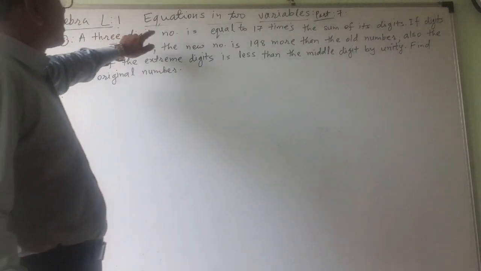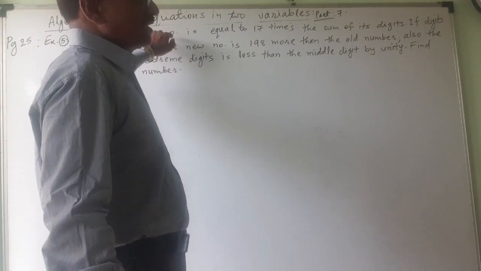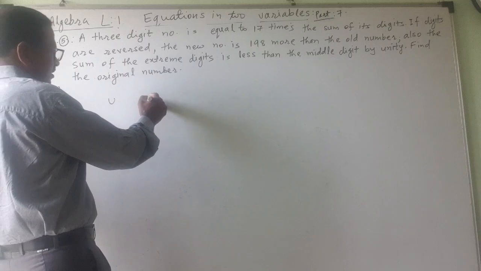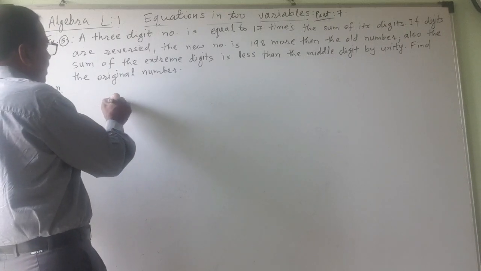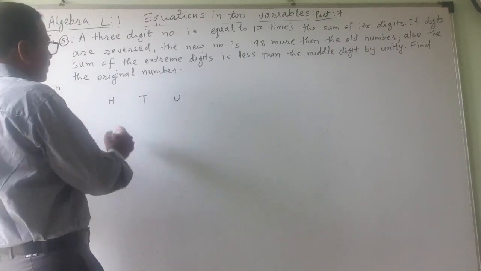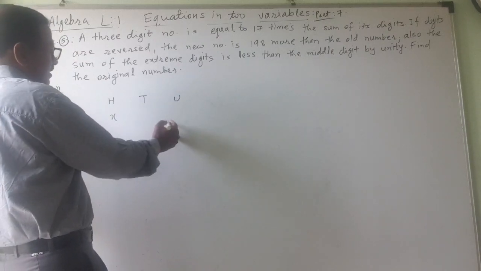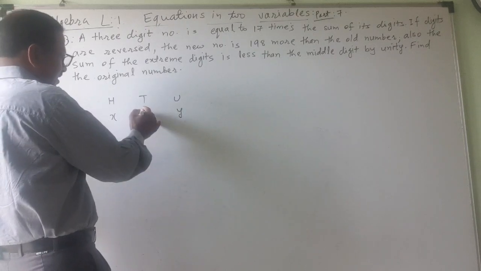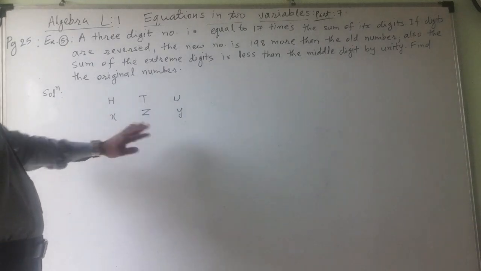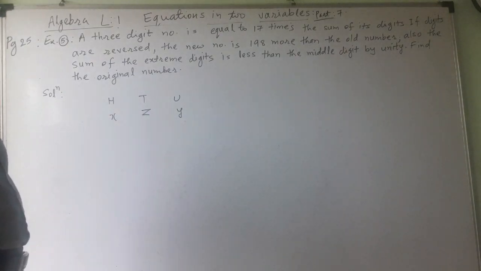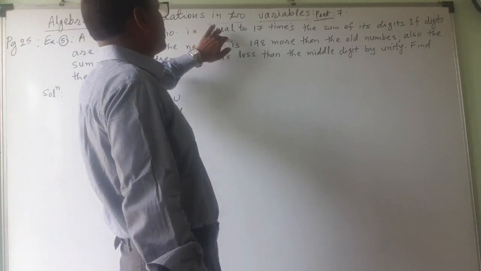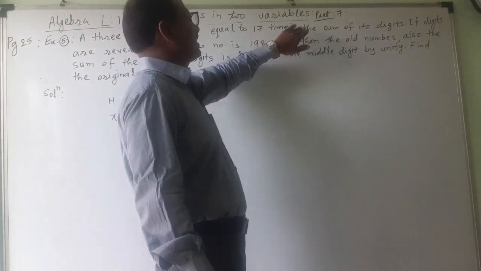A three digit number means that it has three digits. Here I will take hundreds, tens and unit place digits. Suppose the hundred place digit is x, the unit place digit is y and the tens place digit is z. Whatever it is, x, y, z, I am assuming for the time being. A three digit number is equal to 17 times.